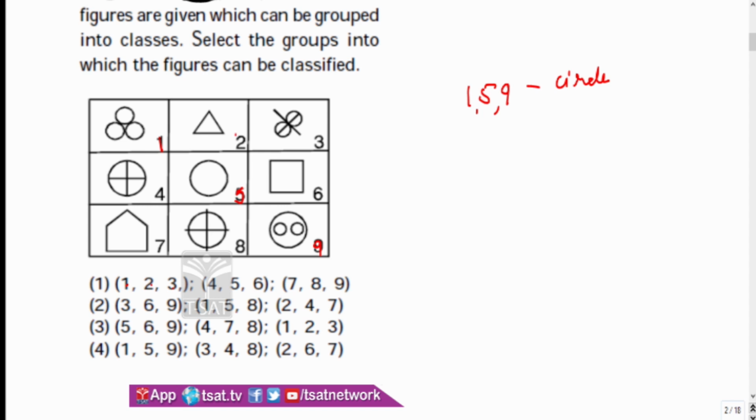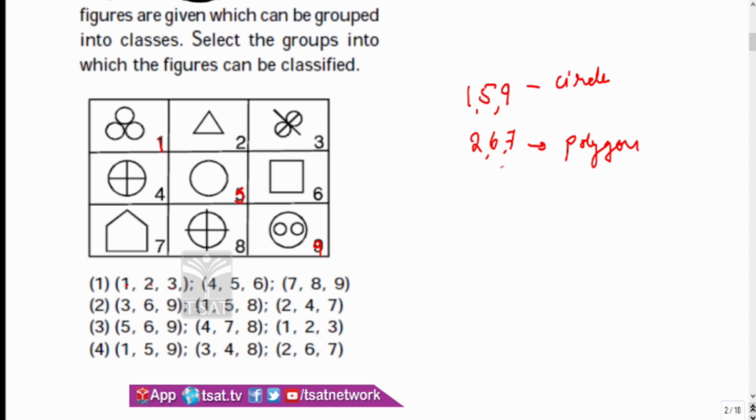Now what is the second one? In the second figure you have a polygon like a triangle, so 3 angles or lines. When you have this triangle, square and pentagon, I can make it into one particular group. So 2, 6, 7 forms one group based on polygon. And what is the next one? That is 3, 4 and 8.